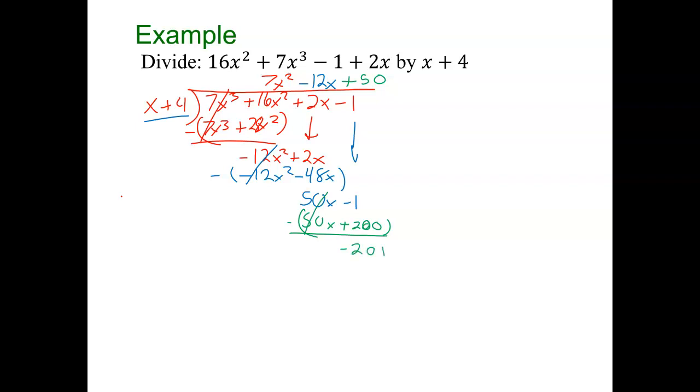Okay? Anything else? No, that's it. I can't do that and get rid of that x in the denominator. So that's my remainder. So how do I write my quotient out? There you go.